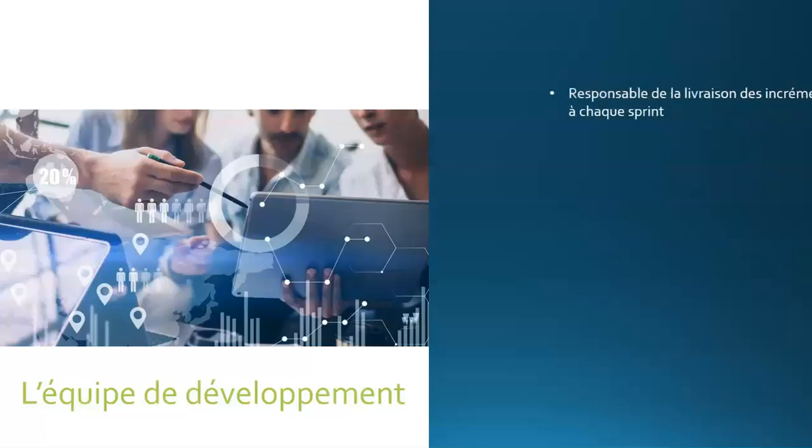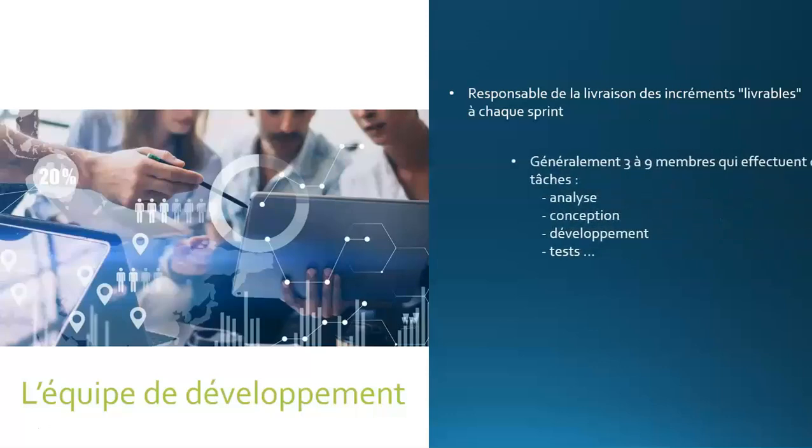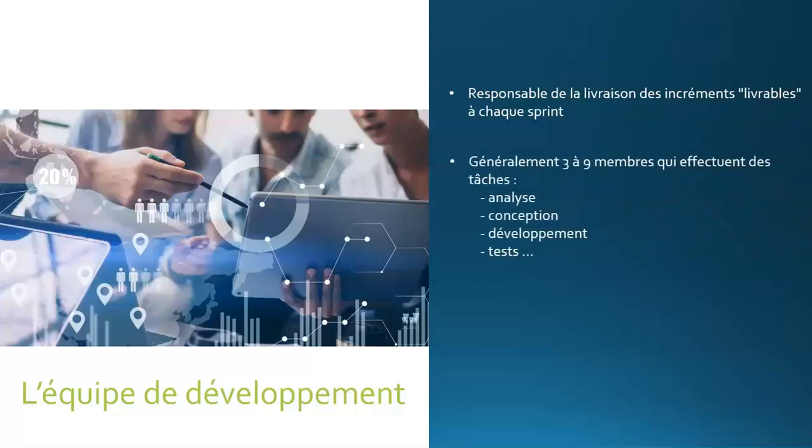We have finished with the role of the project owner and we will see the role of the development team. I put several points. Responsible for delivering the deliverable increments in each sprint, usually 3 to 9 members who perform tasks, empowerment and self-organization. Everyone involved in the Scrum team participates in this process to make sure we deliver on time and within budget.